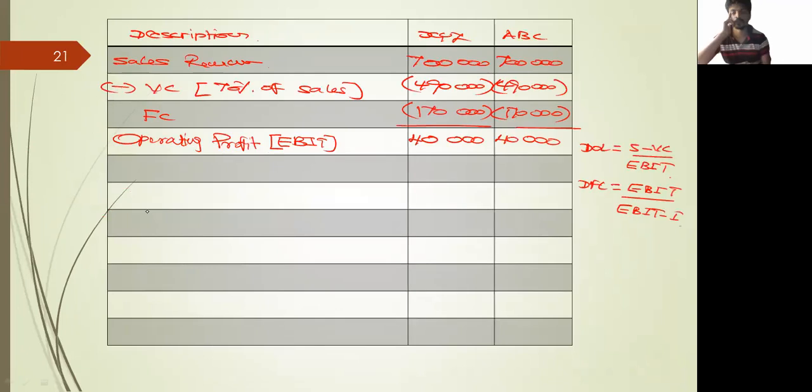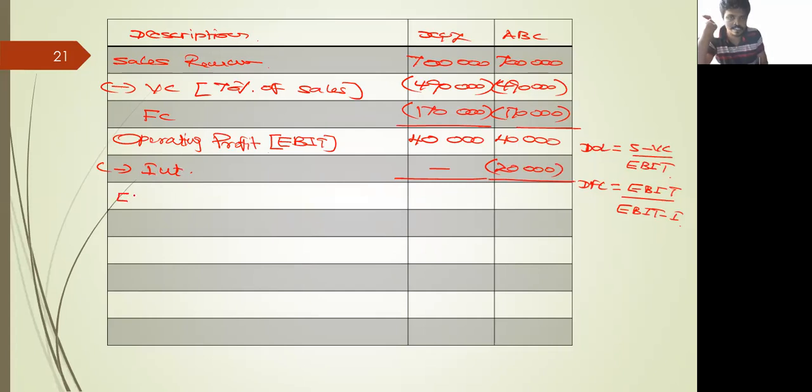Let's calculate up to earnings after tax, as we have the details, just for practice. Then EBIT we have got. Then we need to pay the interest. Interest has been given as 20,000, but in case of XYZ we have not any debt. Here we need to pay 20,000.